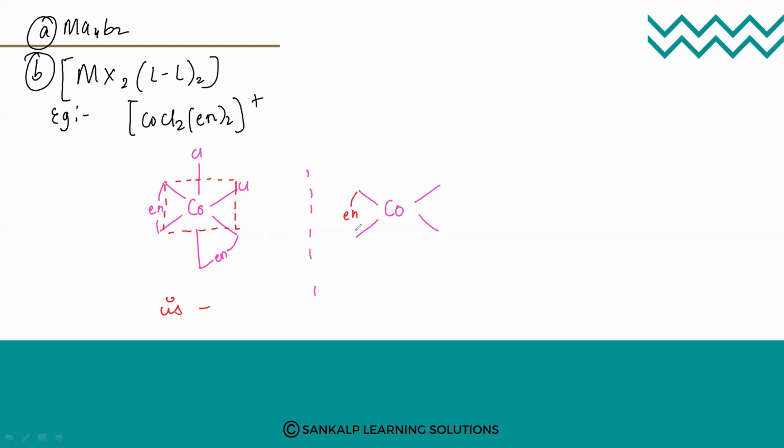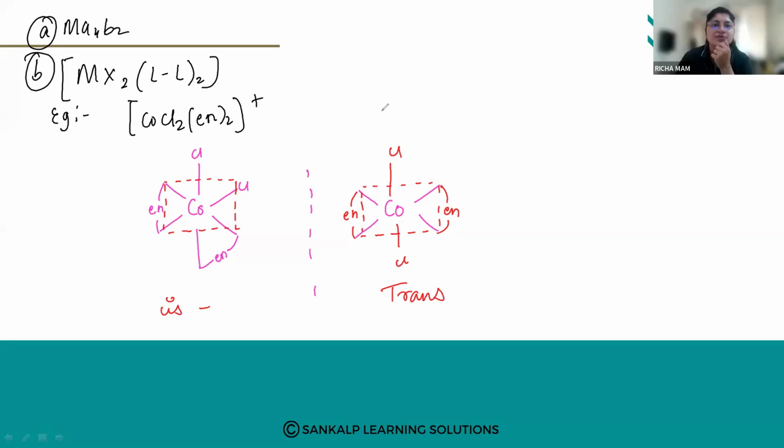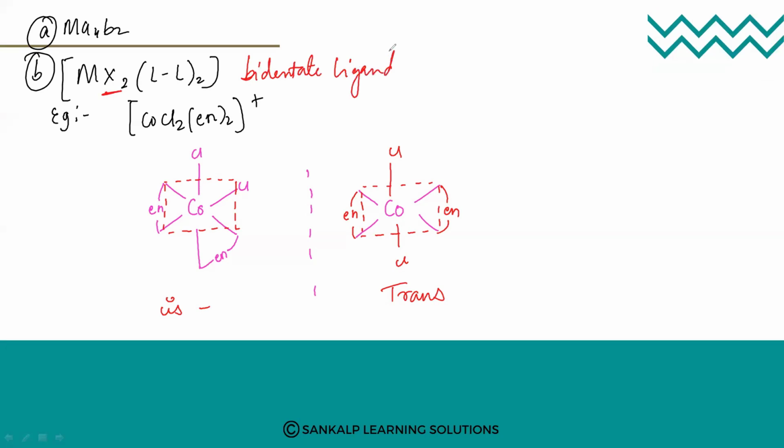Now, if I write the trans form, they should be opposite to each other, right? So these are opposite to each other. So this is a trans form. So whenever we have X2LL2 type of ligand, that is whenever one is your bidentate ligand and another is the monodentate ligand, these are the examples. Is it clear? So this is the second type. I hope you are noting it down.